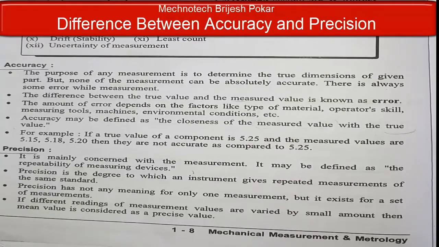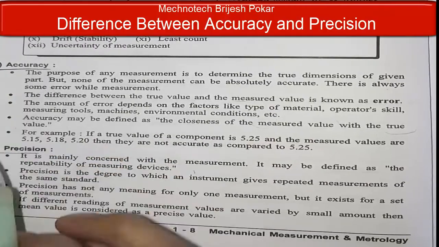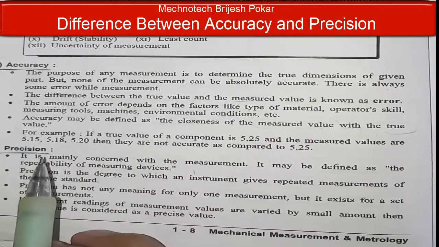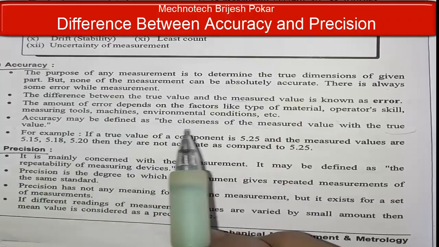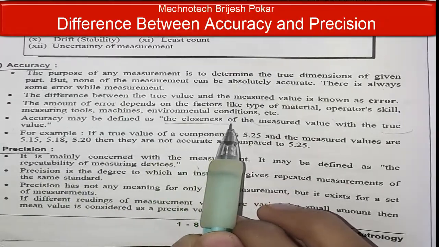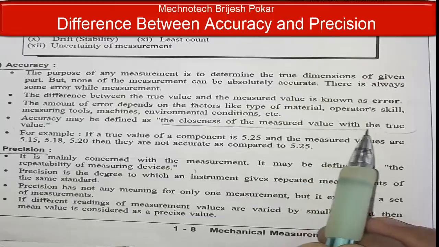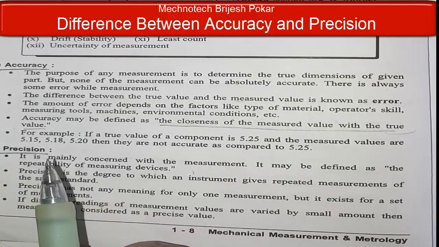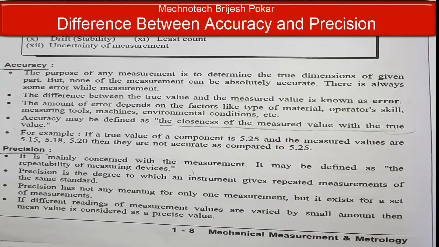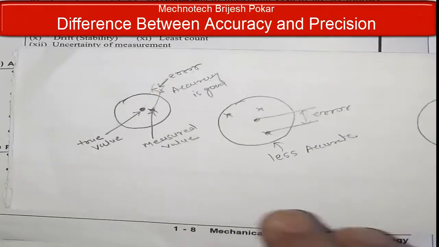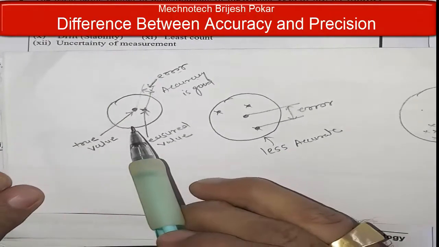Friends, our today's topic is the difference between accuracy and precision. So let us see what accuracy is. Accuracy is the closeness of the measured value to the true value. Now what is measured value and what is true value? Let me explain to you with this example.